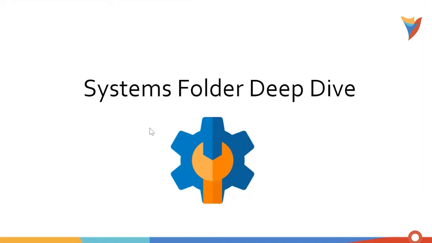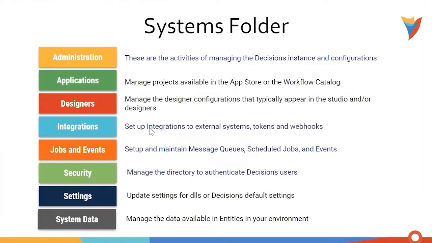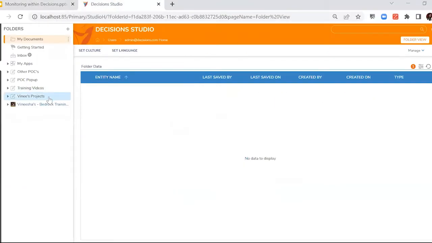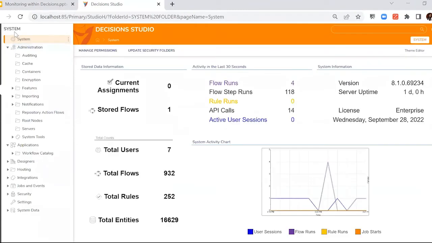So when we speak about systems folder, it constitutes of administration, applications, designers, integrations, jobs and events, security, settings, and systems data. So these are all the subfolders under a systems folder. So I'll be switching back to the studio and take you through on how systems folder looks like in V8. So we are currently on our version 8. As you see, the systems folder is now available on the left hand section and it is separated separately. And as we click on the little icon over here, we would be navigated into the system folder.